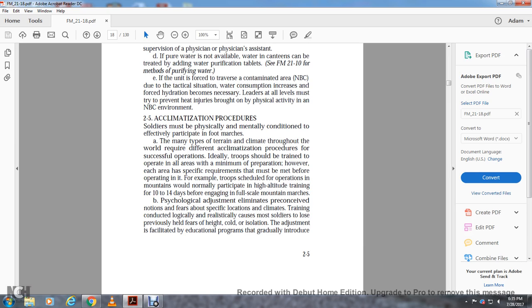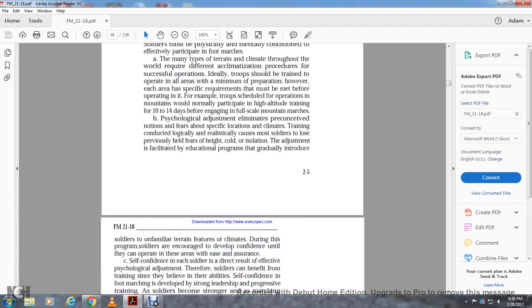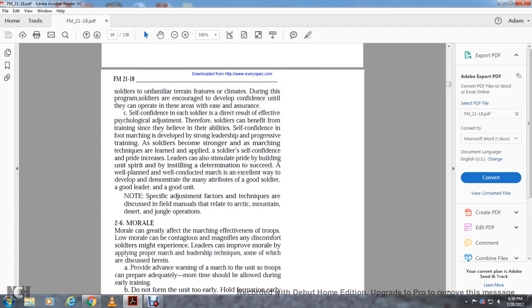Physical adjustment eliminates preconceived notions and fears of specific locations, climates, and training. Conducted logically and realistically, it causes most soldiers to lose previously held fears of height, cold, and isolation. The adjustment is facilitated by educational programs that gradually introduce soldiers to the unique terrain features of the climate. During this program, soldiers are encouraged to develop confidence until they can operate in the areas where they once lacked assurance. Self-confidence in each soldier is a direct result of effective psychological adjustment. Therefore, the soldier can benefit from the training since they believe in their ability.